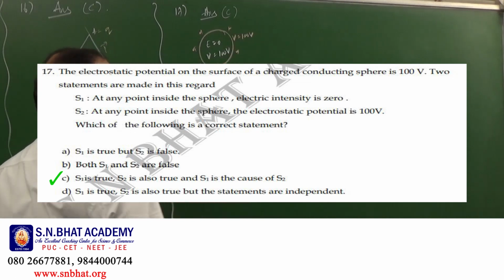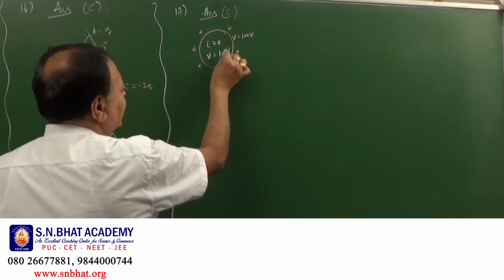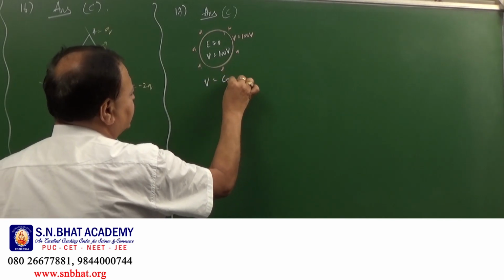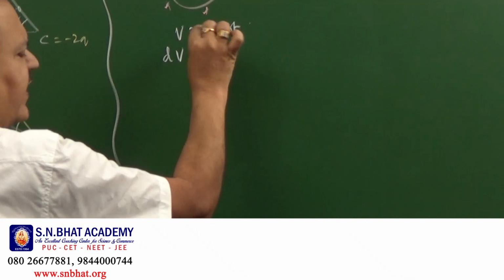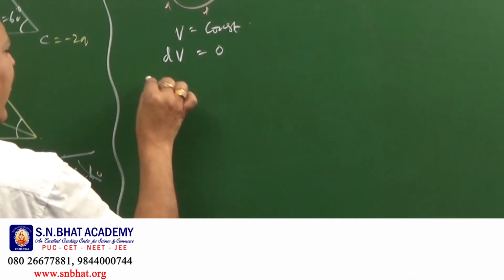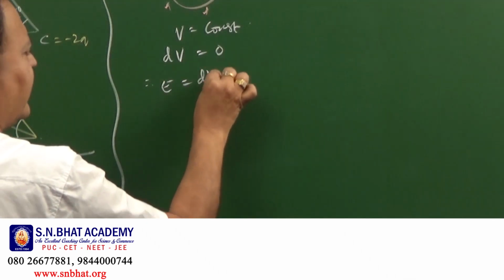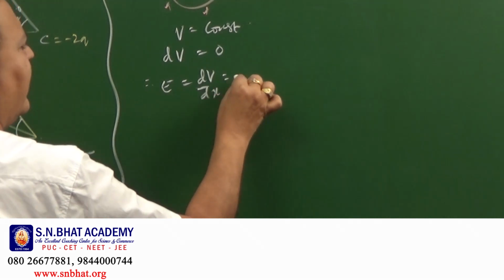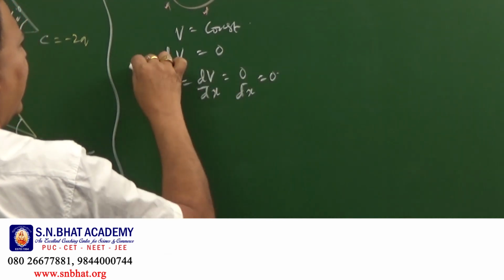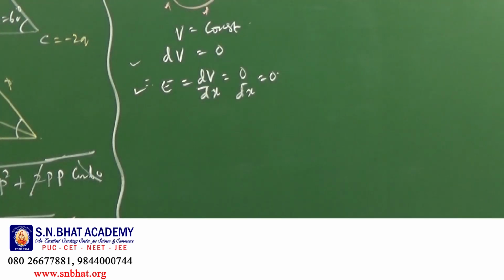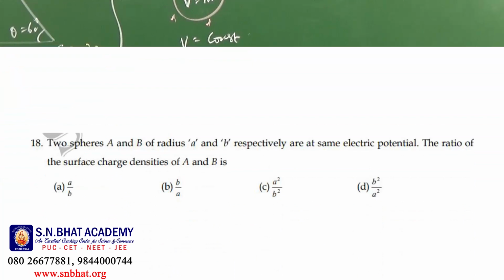Remember this well. If you ask why it is the cause, remember that inside the sphere the potential is constant. When the potential is constant, the potential difference is 0. According to the relation E equals minus dV by dx, this is 0 by dx, so the electric field is 0, and that is the reason. That means one is the reason for the other. Okay, next is question number 18.